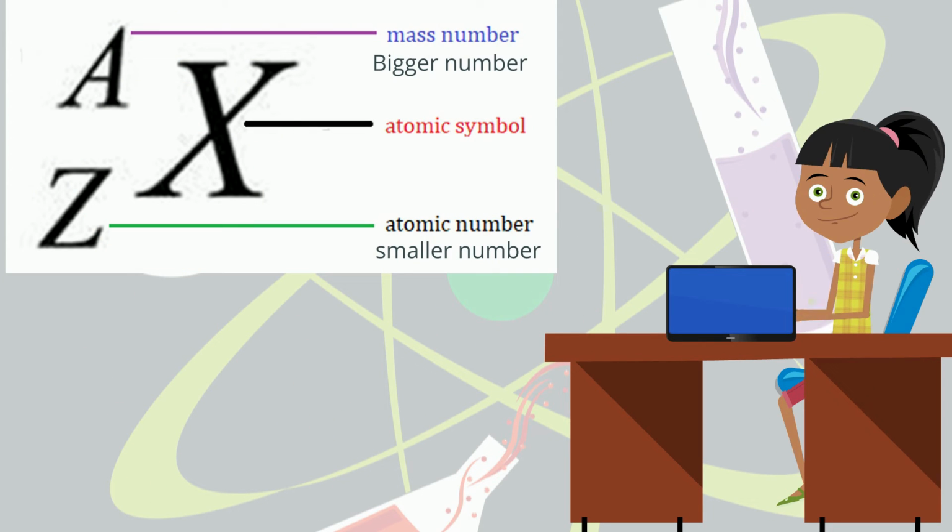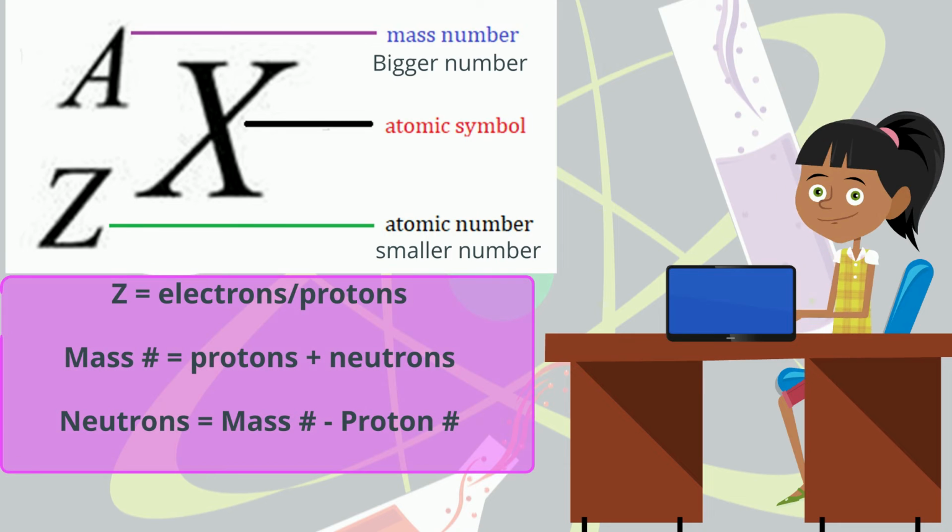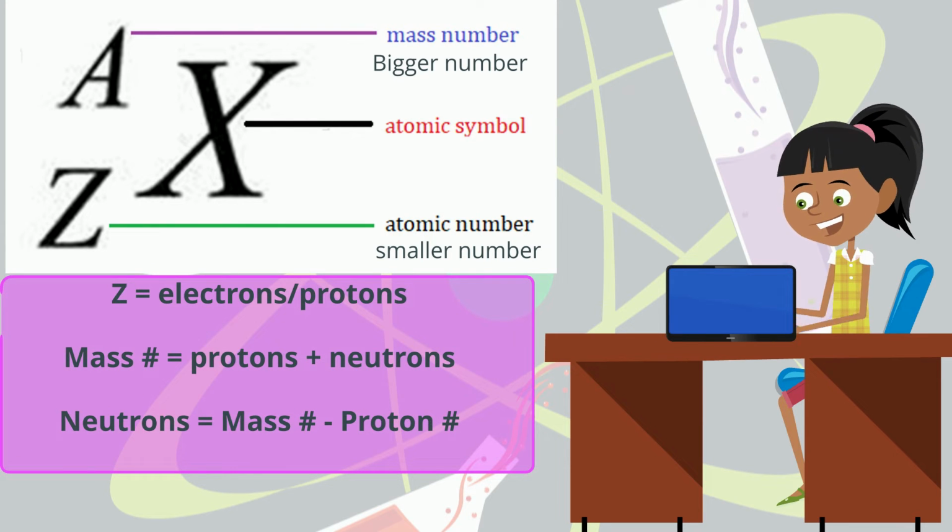The letter Z, which is the atomic number, represents two subatomic particles, and these are electrons as well as the protons. The mass number represents the nucleon number. This is the total number of protons and neutrons in the nucleus of the atom. The number of neutrons can be calculated by subtracting the atomic number, which is also the proton number, from the mass number.